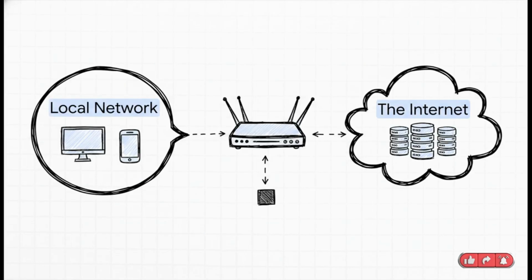And finally, we get to the router, the smartest of the three. If the switch is the local mail sorter, the router is the entire postal service. Its main job isn't just to direct traffic inside your network. Its job is to connect different networks together. Specifically, your home network to the giant global network of the internet. It uses logical IP addresses, which are kind of like mailing addresses for your devices, to figure out the best path to send your data across the world. Your router is literally your gateway to everything online.